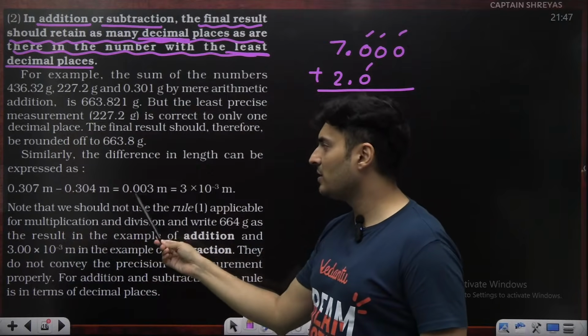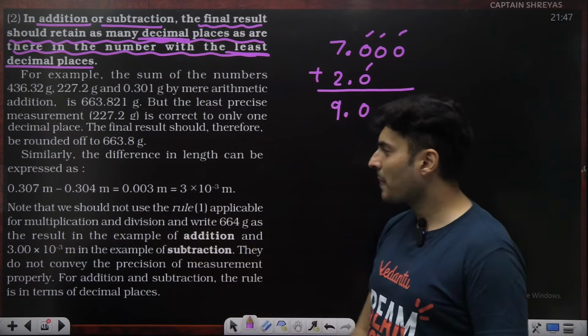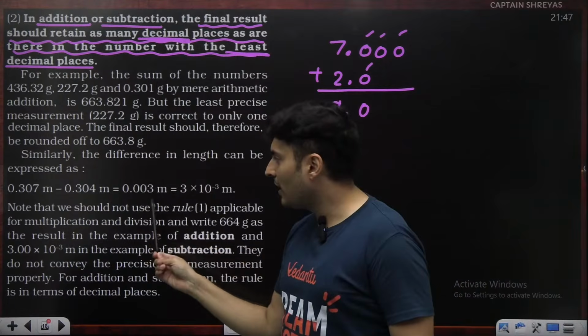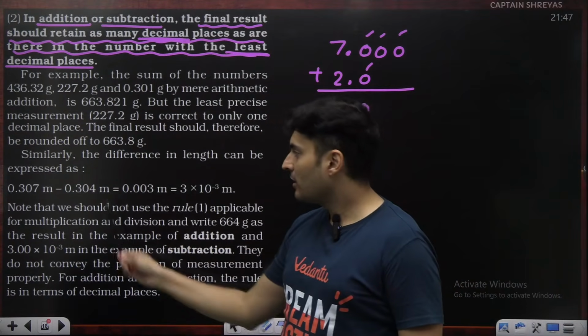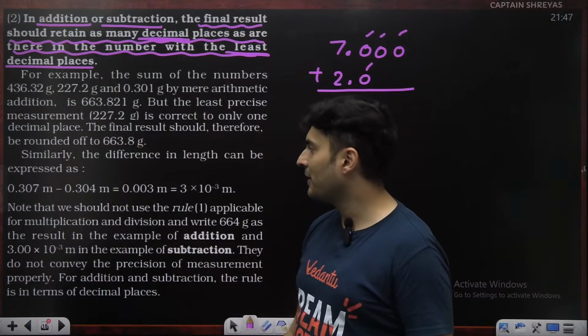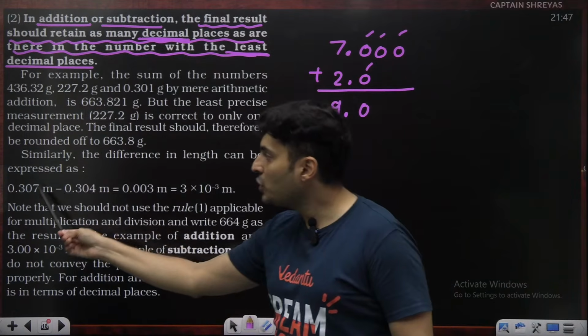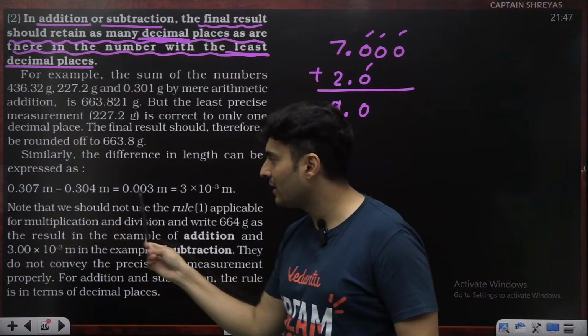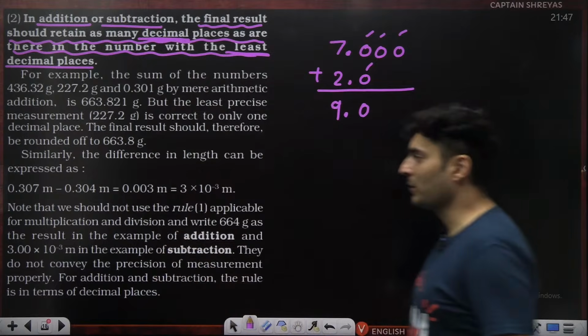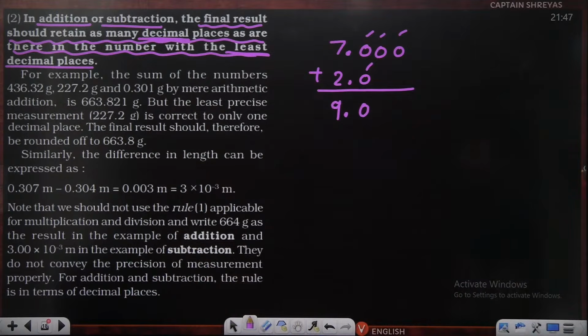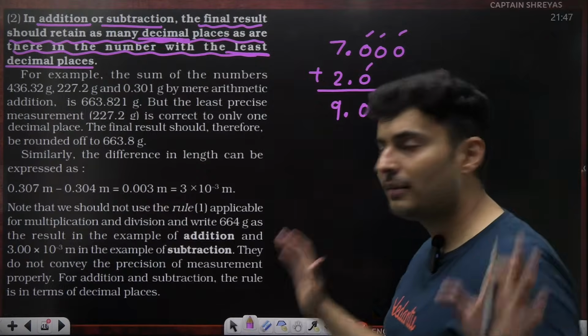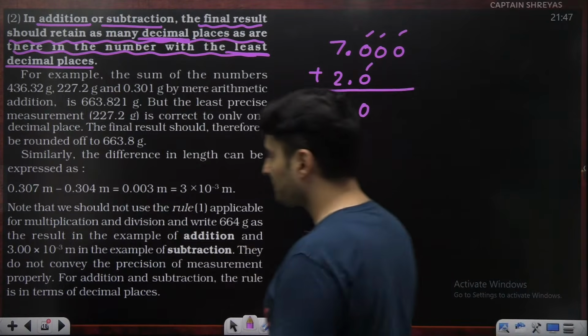0.307 minus 0.304 is 0.003. Now you might think, sir, I have gone till the third decimal place. Yes, that is what you are going to do, because there were three decimal places here. There are also three decimal places over here. All right, I hope this is absolutely very, very clear.